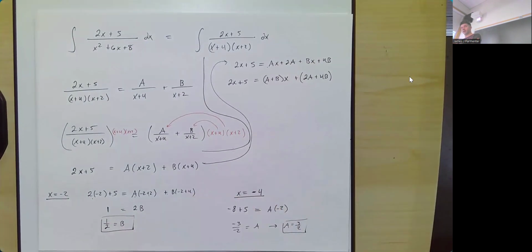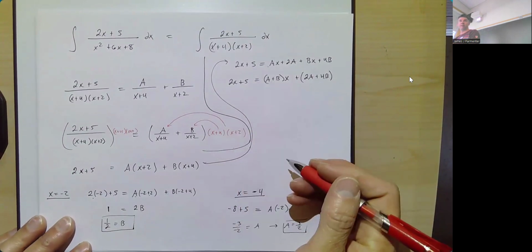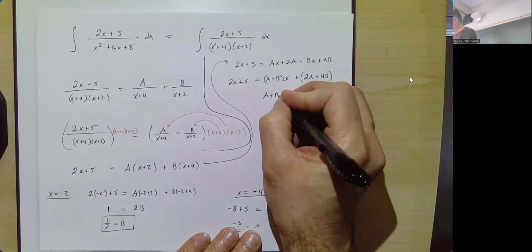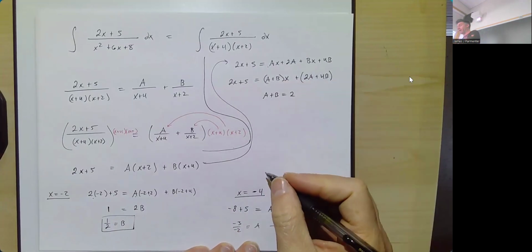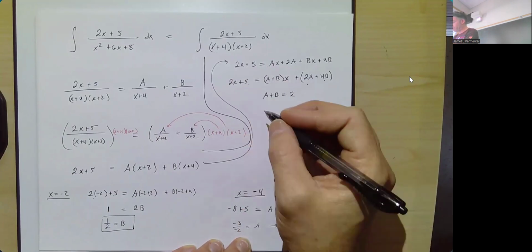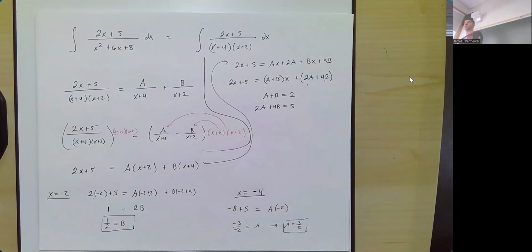So look here for a second. These two polynomials are equal to each other, which means the coefficients have to all match up. So it has to be true that 2 is equal to a plus b. We need for sure that a plus b is equal to 2. It also has to be true that 2a plus 4b is equal to 5. And then you can solve this system of two equations and two unknowns in whatever way you like.